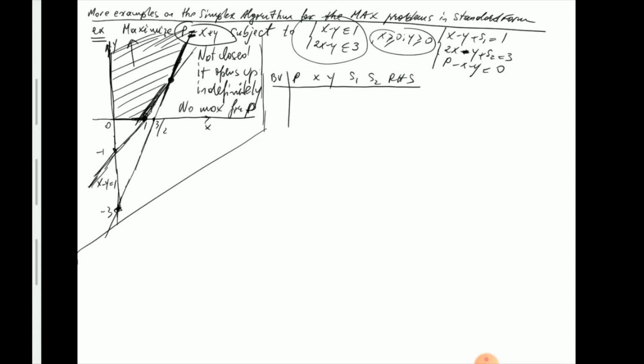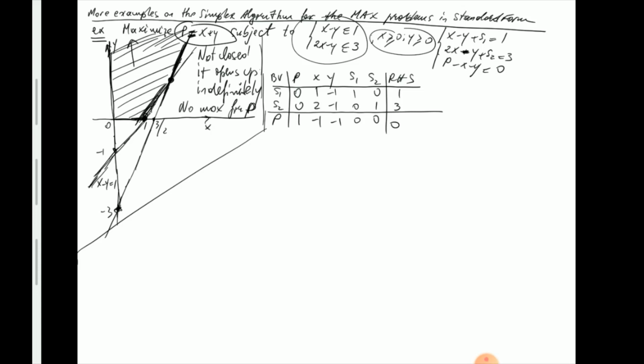Already. So the column for p will be 0, 0, 1. For x will be 1, 2, and minus 1. For y is going to be minus 1, minus 1, minus 1. Then the slack variables 1, 0, 0, 0, 1, 0. And of course the right hand side 1, 3, and 0. Basic variables to begin with are S1, S2, and P.